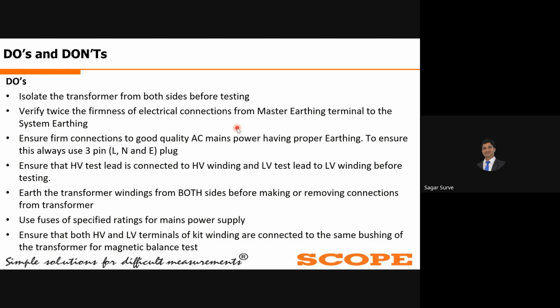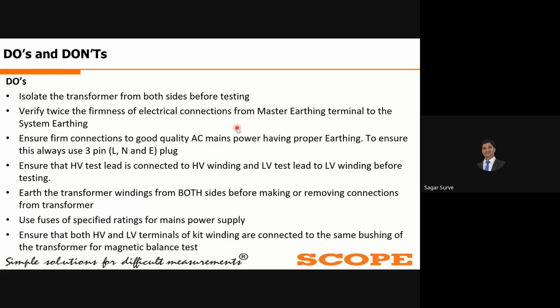Okay, so that's why, for the safety of the person who is going to connect the test leads, we should always connect the bushings to the earth while connecting or disconnecting the winding or the test lead sets. Now use fuses of specific setting.